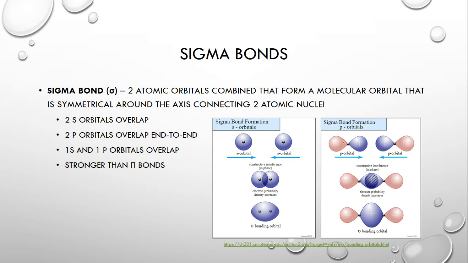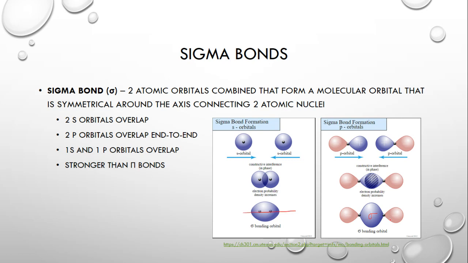You could have 2 p orbitals. Remember, p was dumbbell shaped. I said it was kind of like an infinity symbol. If you laid them on their sides horizontally and overlap them end to end where the purple comes together, you get a sigma bond right here.